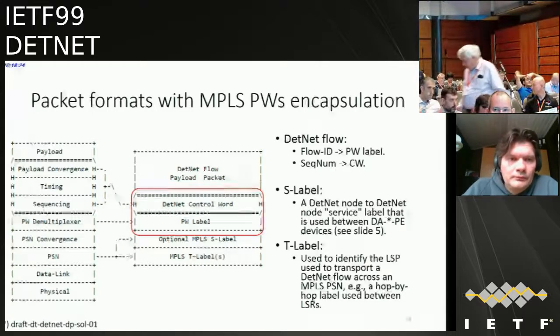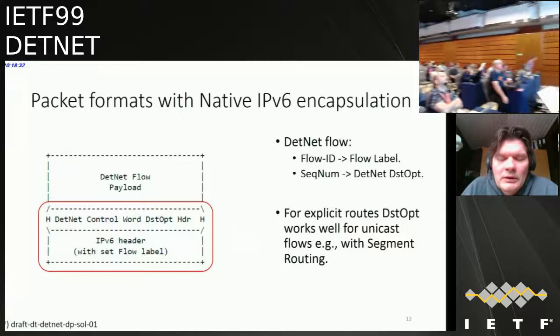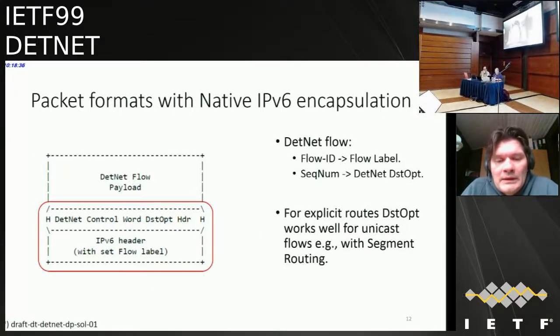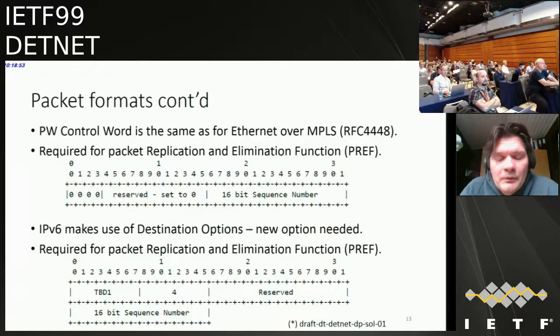Next slide. And this shows the same thing in IPv6. So yes, we do overload the flow label, or actually use it how it's supposed to be used. And for placing the sequence number, we went for a destination option that carries the sequence number. And if you go to the next slide, it shows the formats. So RFC 4448 is used as is for the MPLS pseudowires, and IPv6 uses the destination option, which is pretty much the same as the control word, except for a slightly different format because it is an IPv6 extension here. Okay, next one.